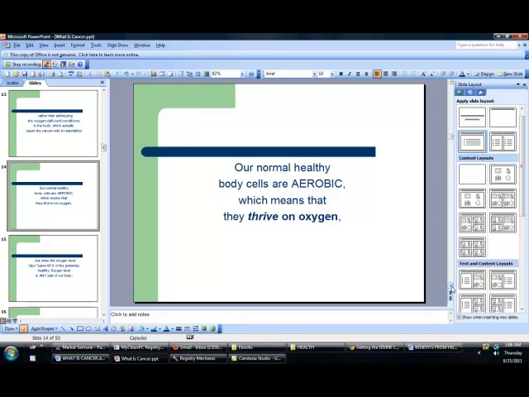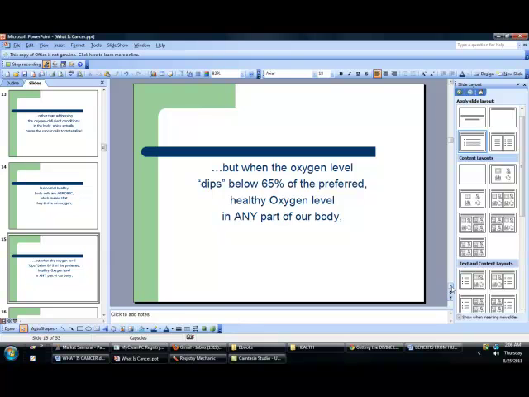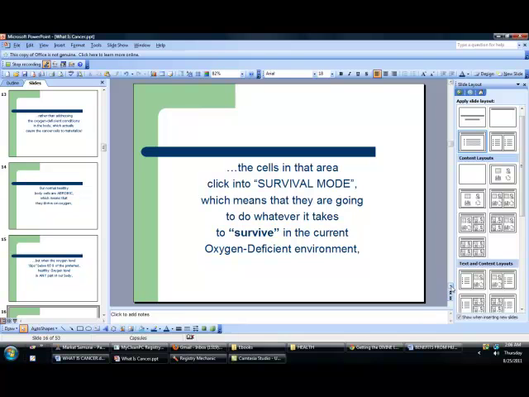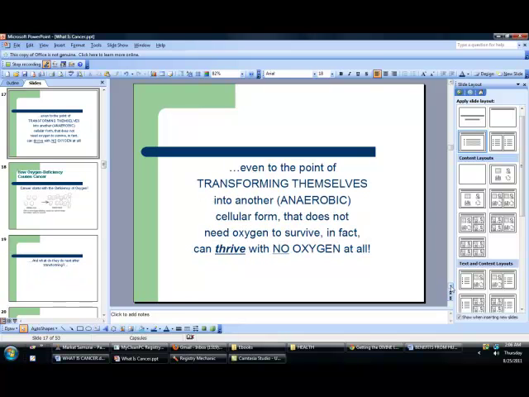Our normal, healthy body cells are aerobic, which means that they thrive on oxygen. But when the oxygen level dips below 65% of the preferred healthy oxygen level in any part of our body, the cells in that area click into survival mode, which means that they are going to do whatever it takes to survive in the current oxygen deficient environment, even to the point of transforming themselves into another anaerobic cellular form that does not need oxygen to survive, in fact can thrive with no oxygen at all.